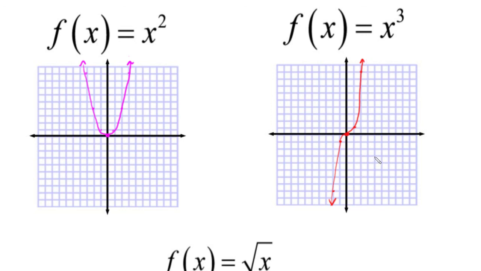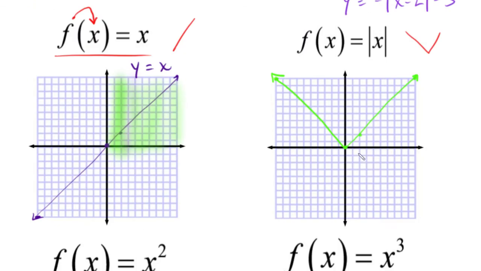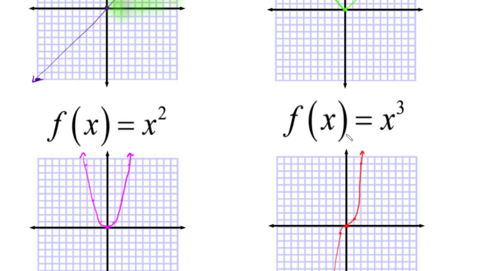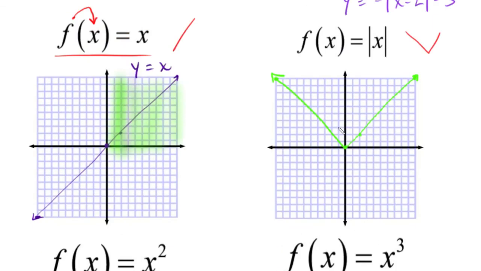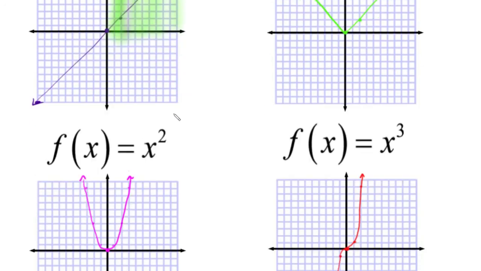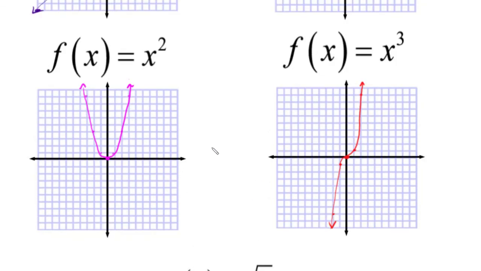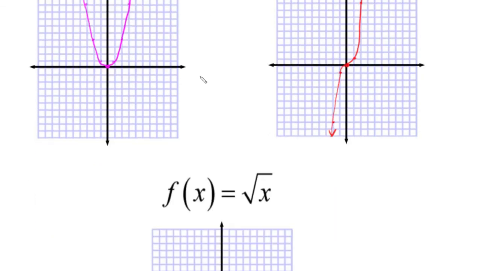Now, that's something else I want to point out. So far, every one of these graphs that I've graphed has a domain of all real numbers. That is to say that every value of x is allowed to be plugged into your function. There's no value of x that you can't plug in, take the absolute value of, square, or cube. So all of these functions have all real numbers for their domain.